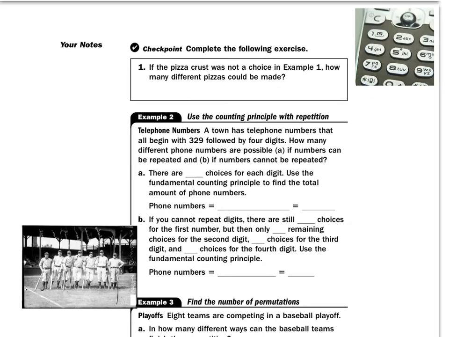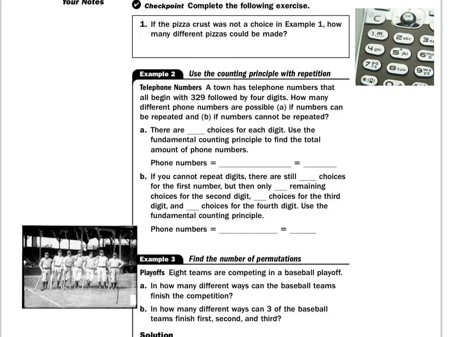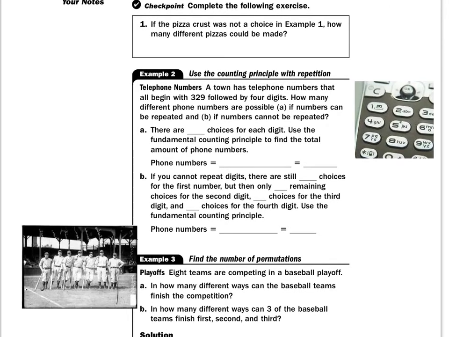All right, on this page here, first you have a checkpoint. Can you guys go ahead and do that checkpoint for me? Take a moment. All right. If the pizza crust was not a choice, how many different choices can be made? All right, so if we cut out that, we would have 4, 5, and 8 as my choices left. So 4 times 5 was 20. 20 times 8 was 160. So if we cut out the crust as a choice, 160. Sorry for that pause that I had in there. I tried to go back and it wasn't working real well.